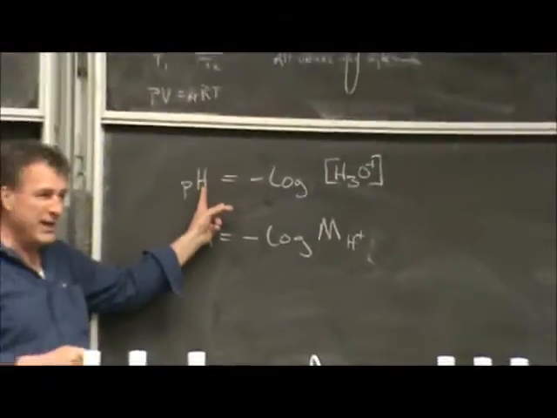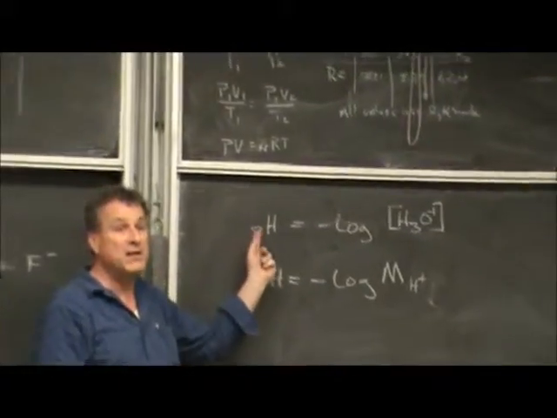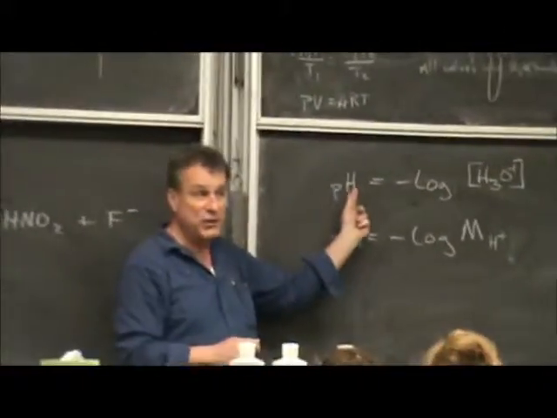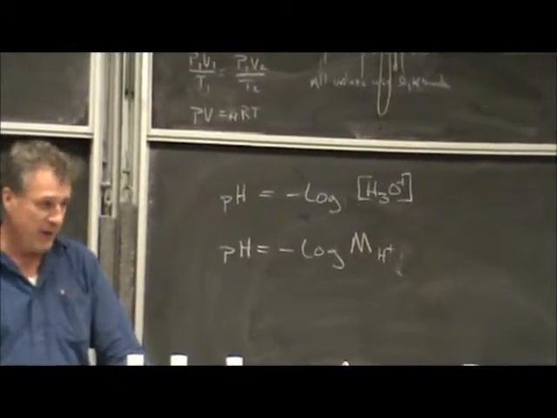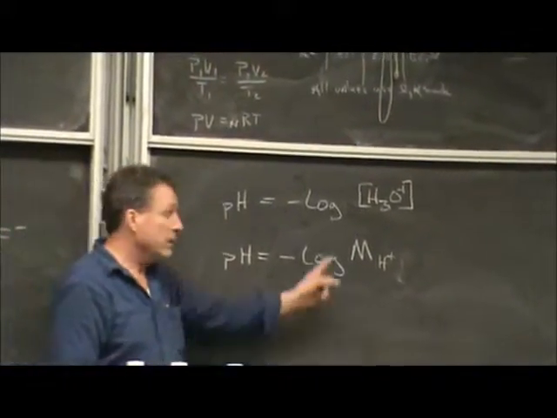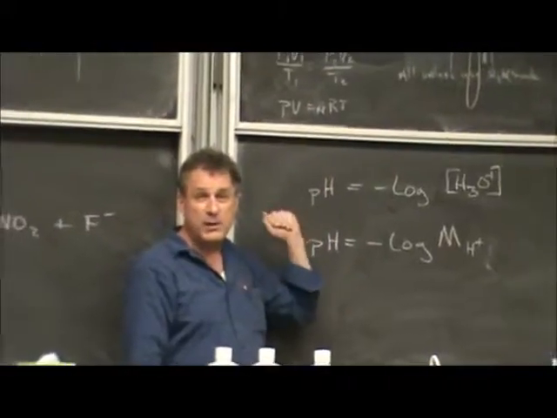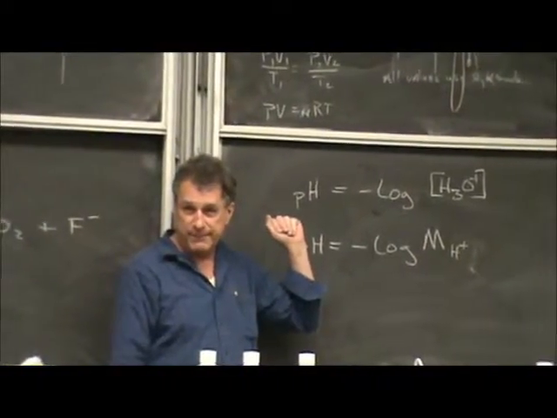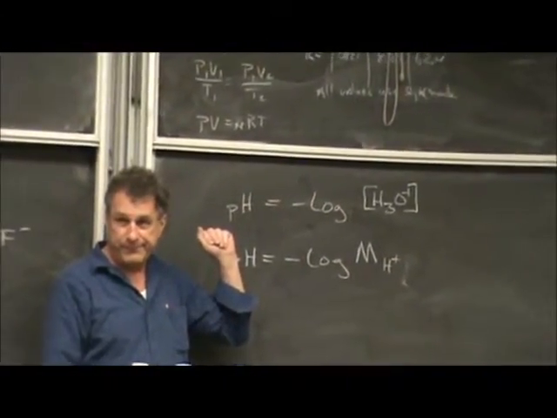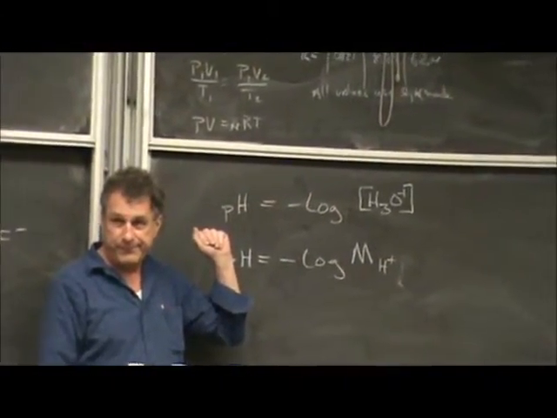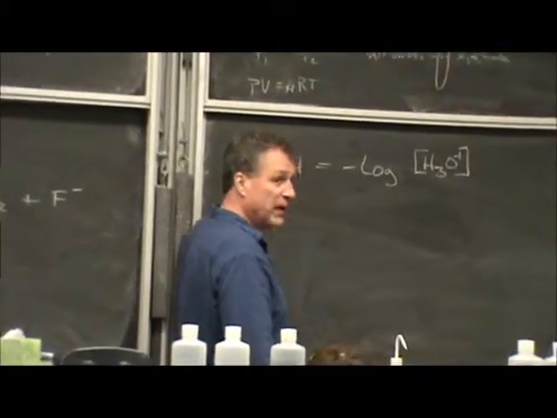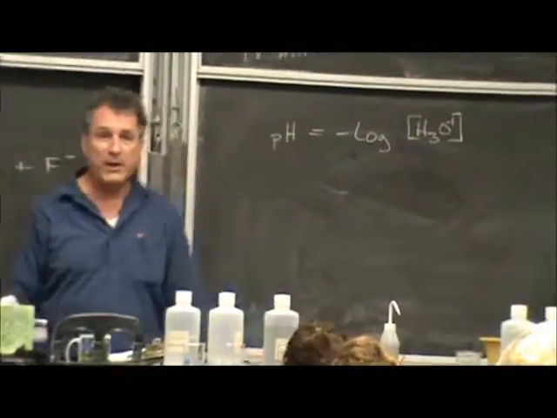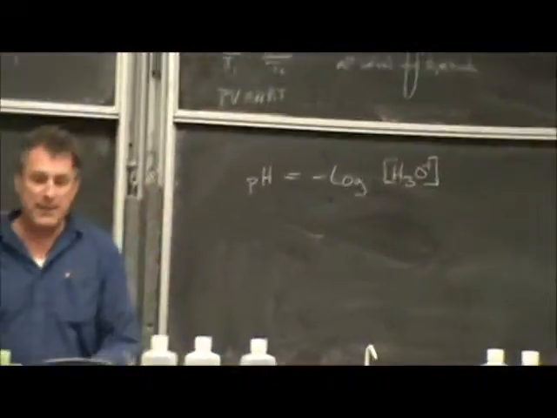Okay? What's the little p? And it is lowercase p and uppercase H. The lowercase p is what we call in mathematics an operator. When you see the lowercase p, you take the log and change the sign. In this case, we're taking the log and changing the sign of the hydronium ion concentration. Okay? There are other places where we use the little p operator in chemistry. It's not important to us to know that.